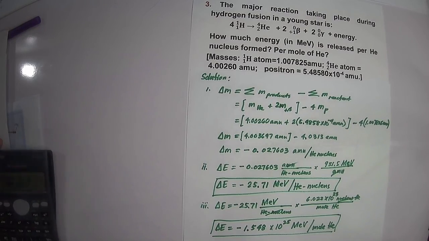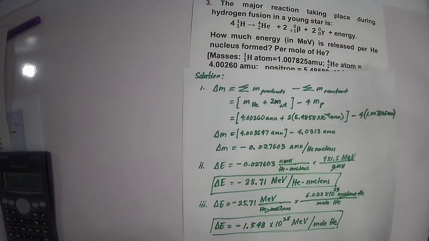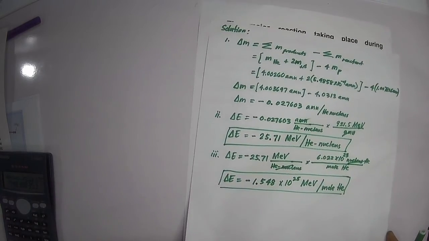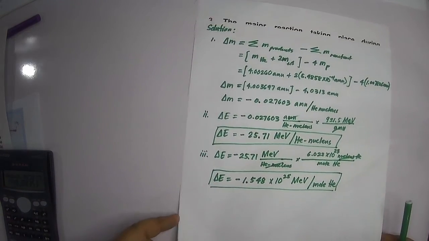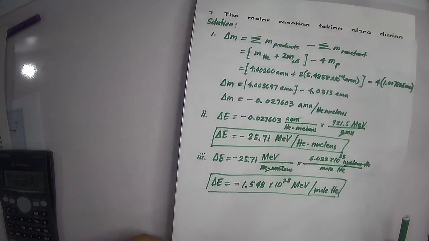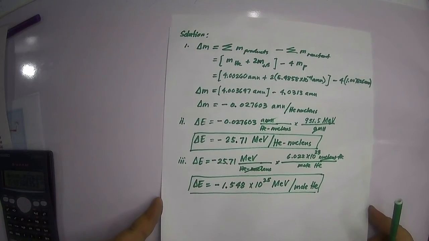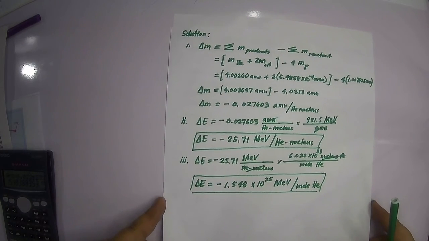Okay, that's all for the energetics of nuclear reactions involving nuclear fission and fusion. In the next episode, we're going to discuss the rate of radioactive decay. See you then on the succeeding episode.